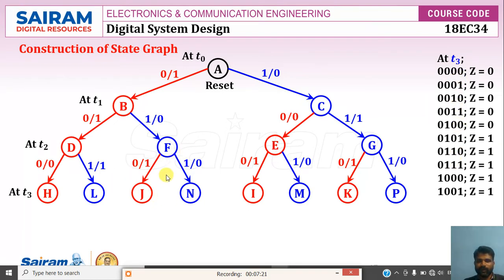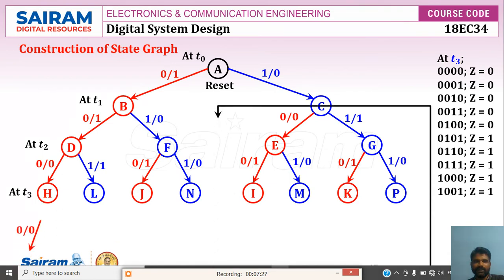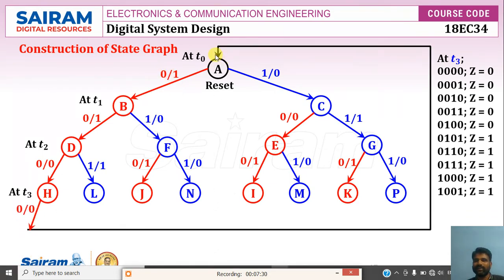Okay. Now analyze if 0 is received at H. So it will go to reset state, because 4 bits are received. See, 0 is received. It will go to reset state, that is A. And what is the output? Analyze the received sequence 0, 0, 0 and 0. For 4 zeros, output is 0.